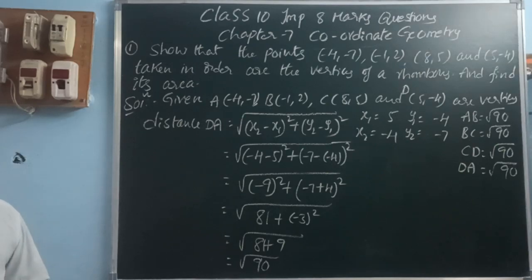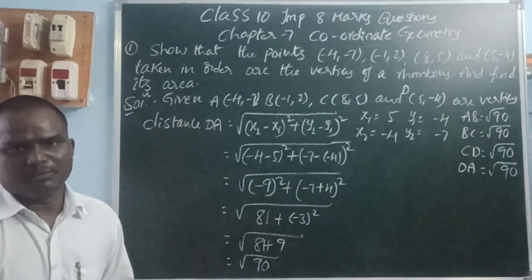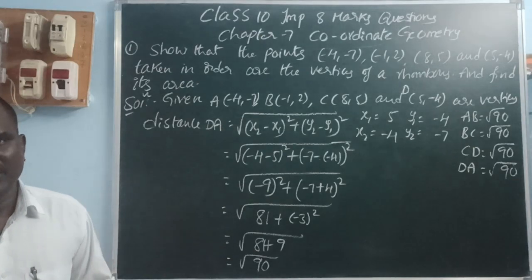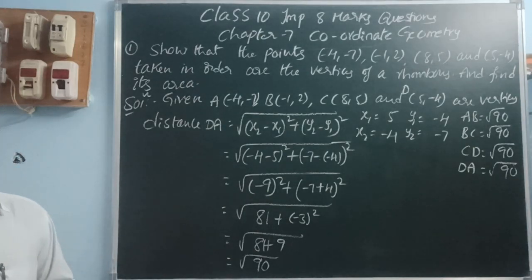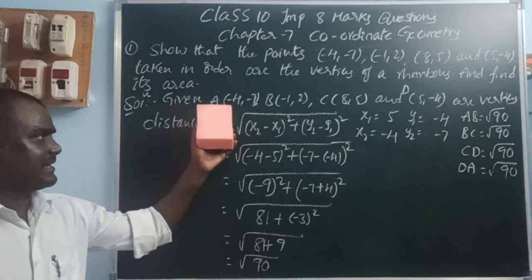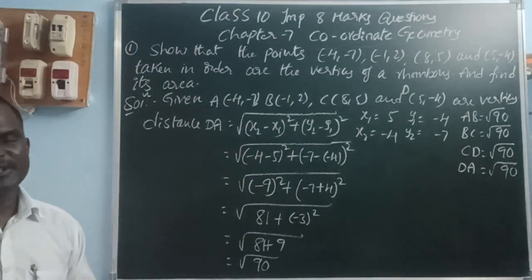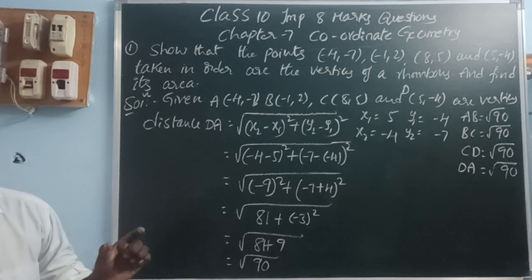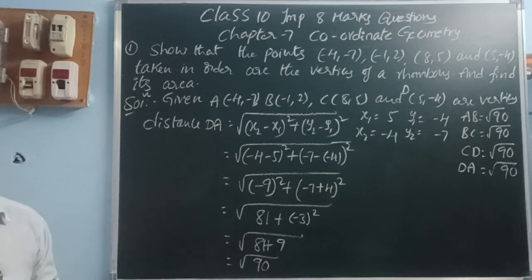If the diagonal lengths are not equal, it is a rhombus. Adjacent sides are equal, the diagonals are not equal. Okay, so that coordinate is a rhombus. Now find the diagonals AC and BD. Diagonal means what? The opposite vertices of a quadrilateral, of a closed curve, are joined by a diagonal.